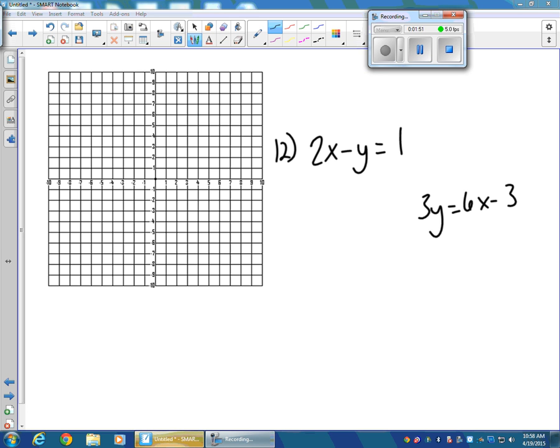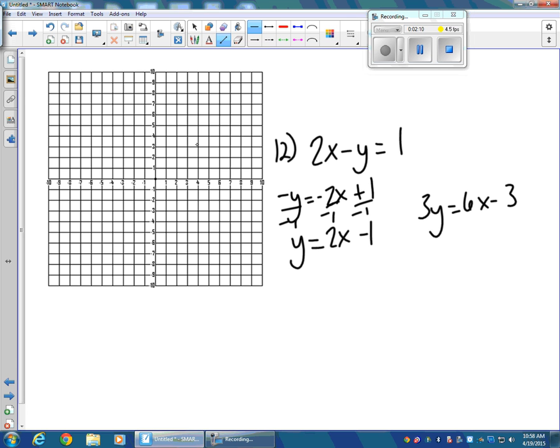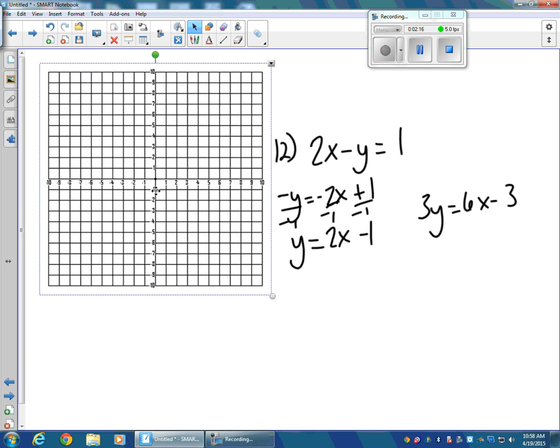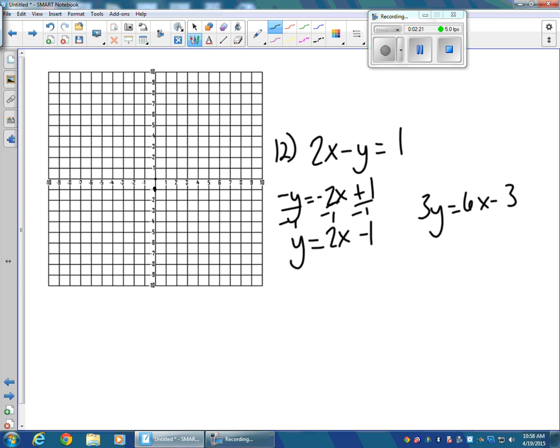So for this one, if I subtracted 2x, I get negative y equals negative 2x plus 1. Then I divide everything by negative 1, I get y equals 2x minus 1. Because when you divide this by negative 1, it cancels a negative, makes this one negative. So to graph that, I would come up here, pick a line, and I would start at negative 1, and I would go up 2 and over 1. This is not going to be the best way to draw the line. Start at negative 1, that's going to be my y-intercept. My slope is 2, so I'd go up 2 and over 1, and I'd try my best to draw a line that goes through those points.